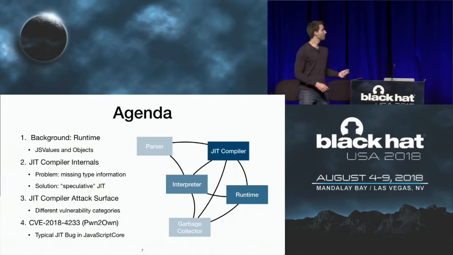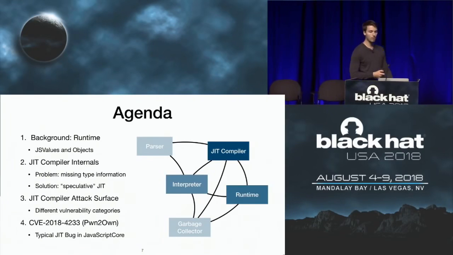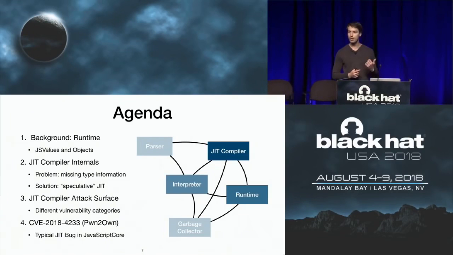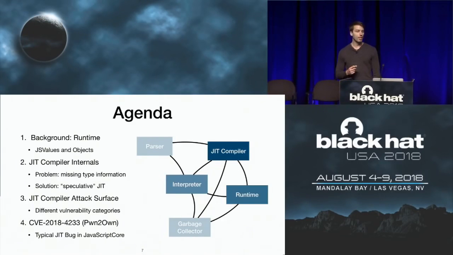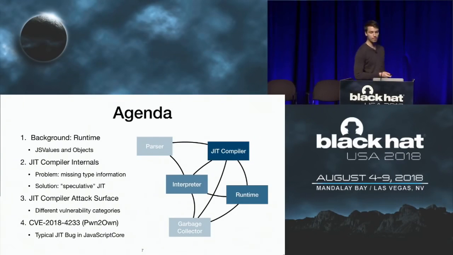So with that, here's what we'll talk about today. We'll start with some background on the runtime, mainly how it works. We'll talk about JavaScript values and objects. Then we'll talk about JIT compiler internals, how they work, how they convert JavaScript to machine code. Then we'll talk about the attack surface, what kind of bugs you can find there and how to exploit them a bit. And finally, we'll talk about one specific bug in WebKit, which I used for Pwn2Own this year.